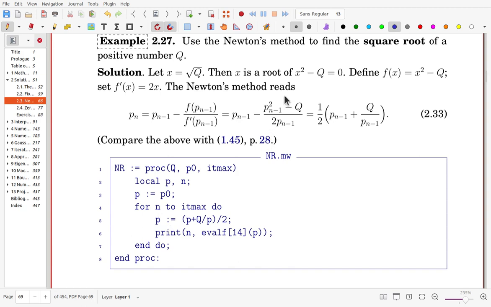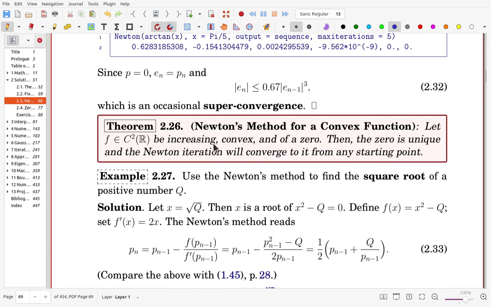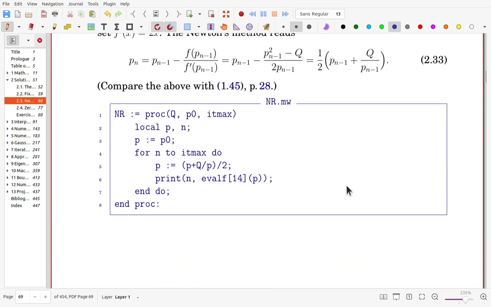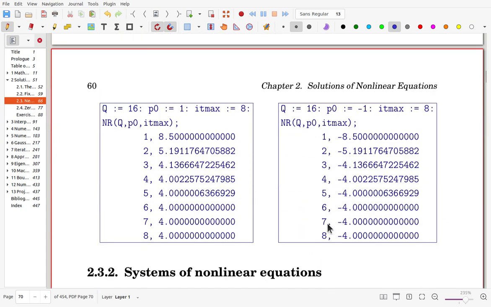That's it. Now x² − q on the right half is increasing and convex and has a zero, so it must converge. The algorithm should converge to the required value. We run the code with q equal to 16, start with 1, and try to make iterations.